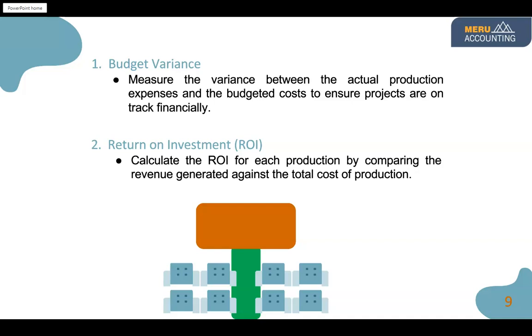Second, return on investment. Calculate the return on investment for each production by comparing the revenue generated with the total production cost. This analysis helps to assess profitability and efficiency, guiding the decisions to optimize the financial outcomes and the resource allocation.